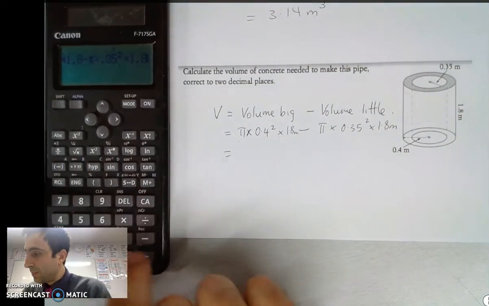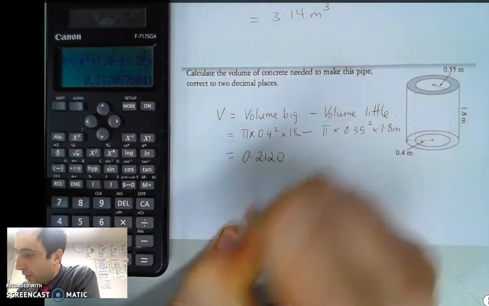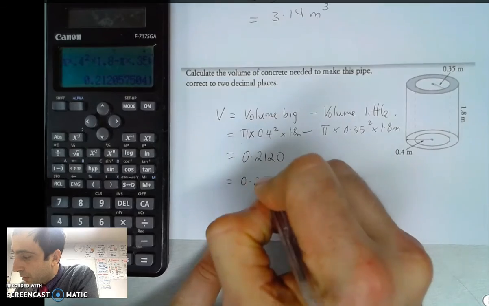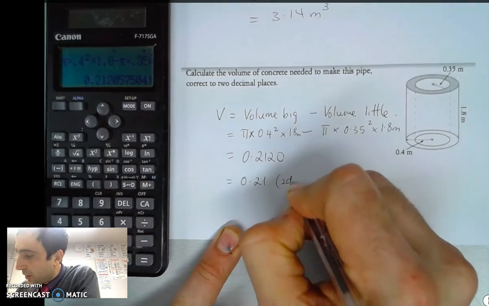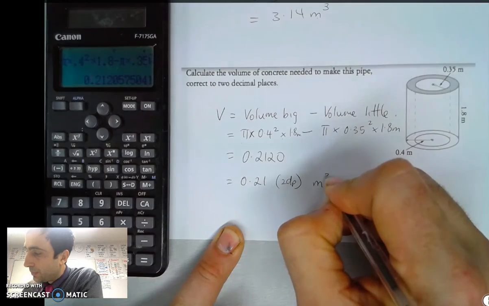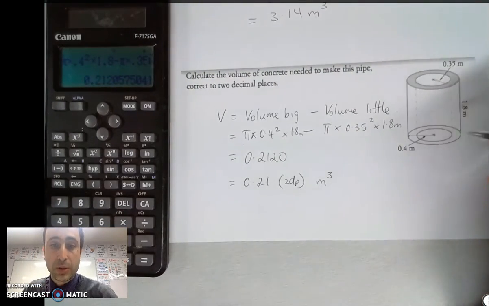So press equals, and we get 0.2120, or in this case, 0.212 to 3 decimal places, meters cubed. So the volume of the shaded bit of the pipe is 0.21 meters cubed.